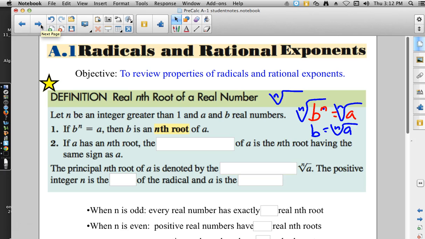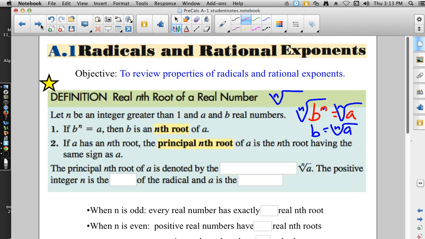Like we used numbers a lot in Algebra 2, but we also did experience some variable manipulation. If a has an nth root, the principal nth root of a is the nth root having the same sign as a. So in this situation where we have an nth root of a, when we have an even index, and n is the index there, we would normally say that there is a positive and negative answer to this, a plus and minus answer.